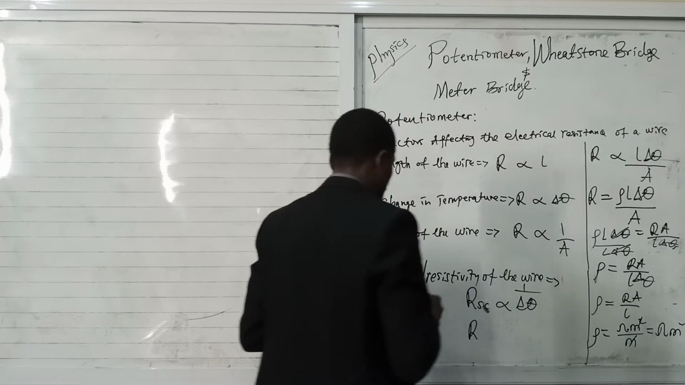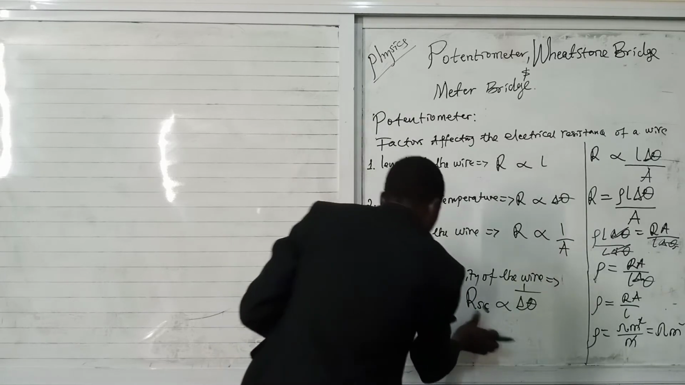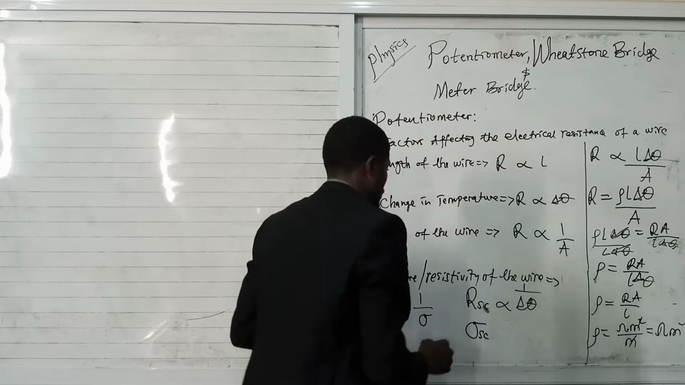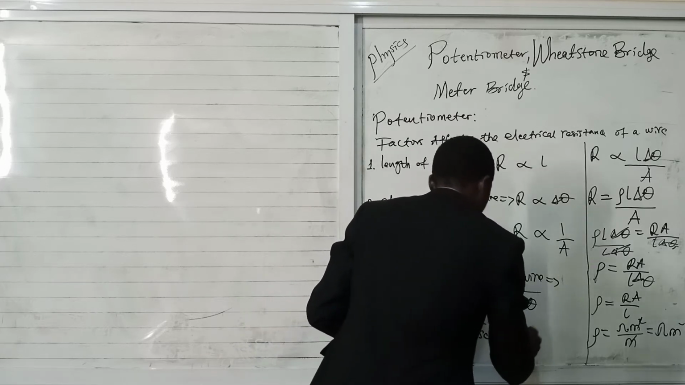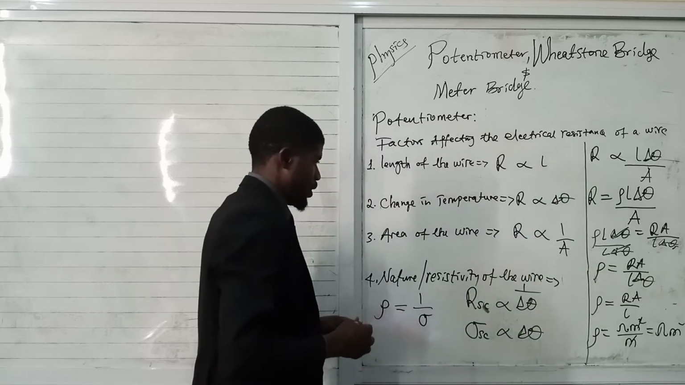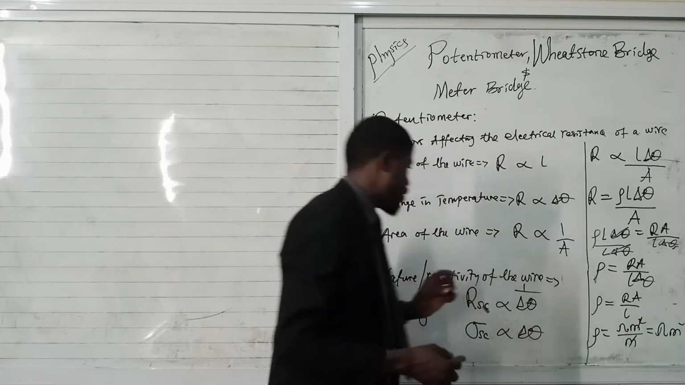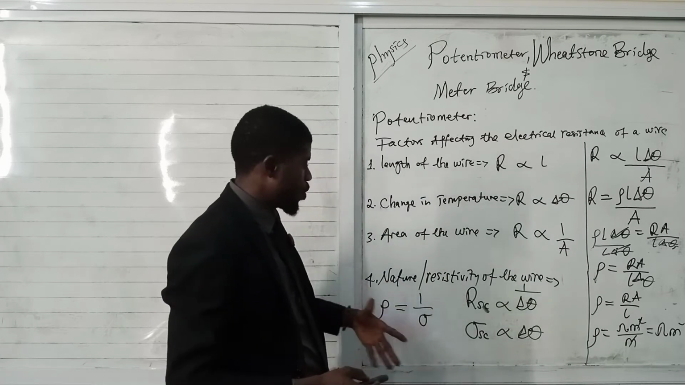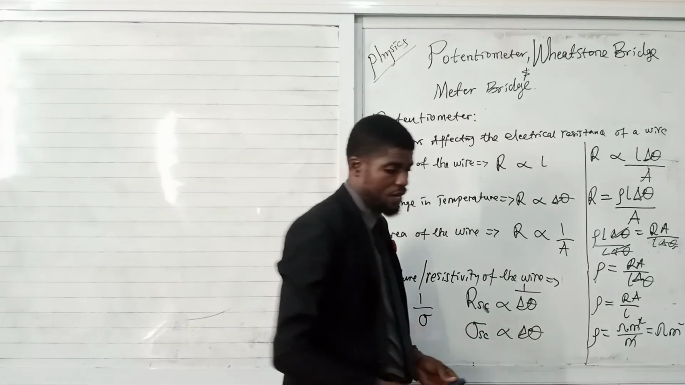So the conductivity of a semiconductor is directly proportional to what? To change in temperature. So an increase in temperature will cause the resistance of the semiconductor to decrease, and it will cause the conductivity to increase. That is that for that.